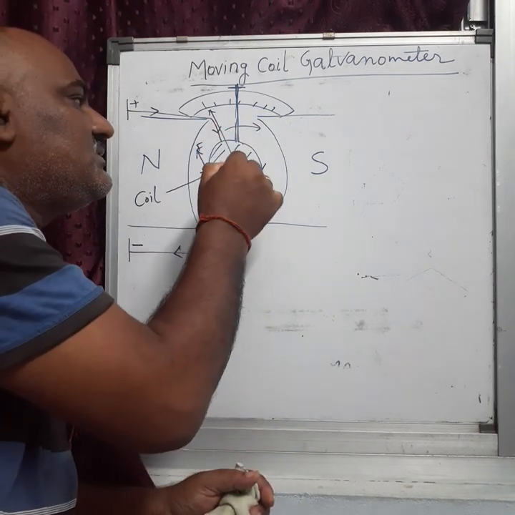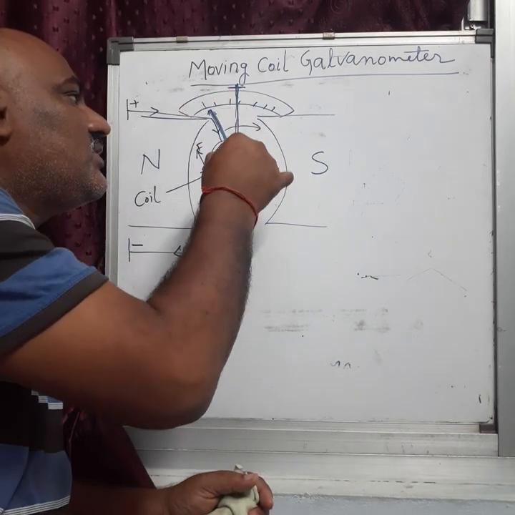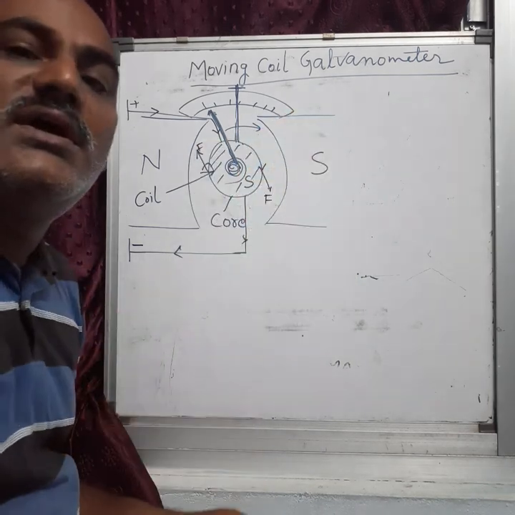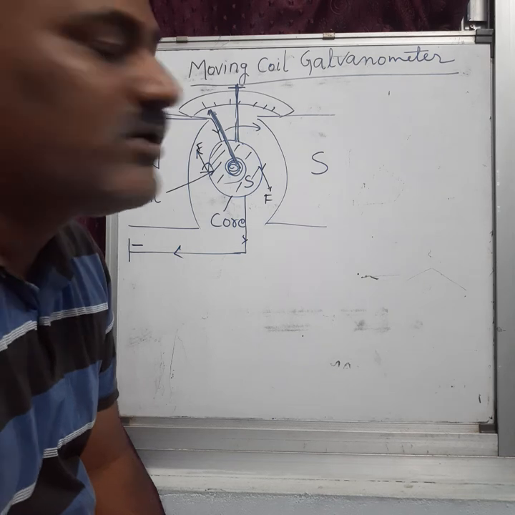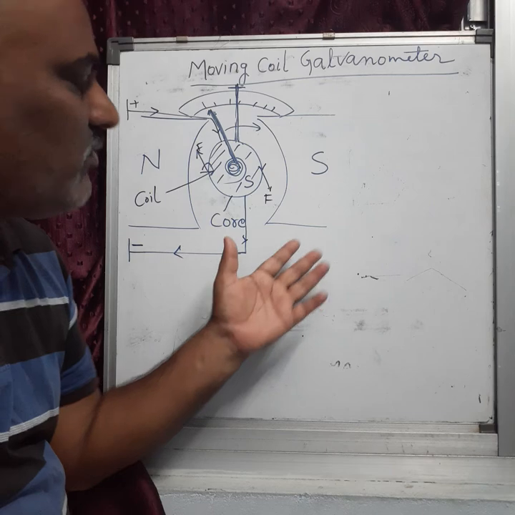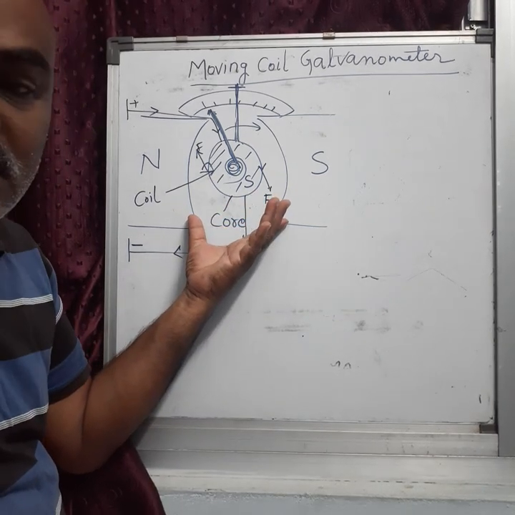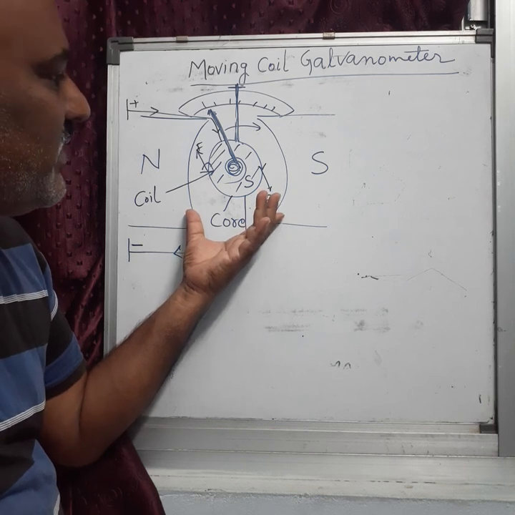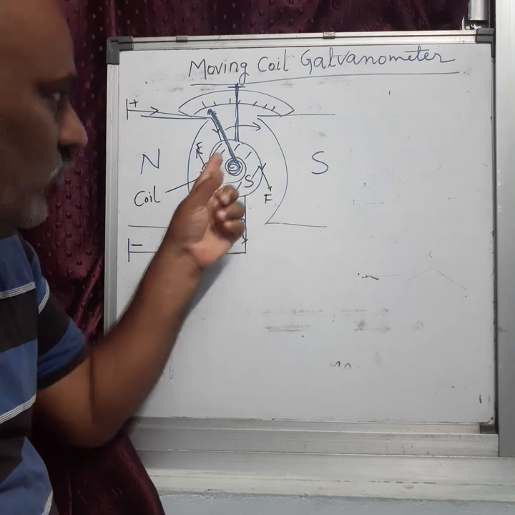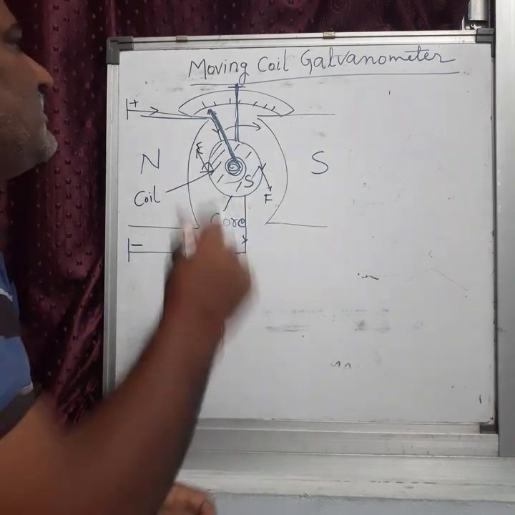Then what happens? This one is the indicator. This indicator moves this side and reaches the maximum on the scale, and we can note the value of the current. First of all, what is happening here? Inside the uniform magnetic field, this magnet is fixed. In this uniform magnetic field, a coil is suspended. This coil consists of the soft iron core, and a spring with an attached indicator. A scale is here.